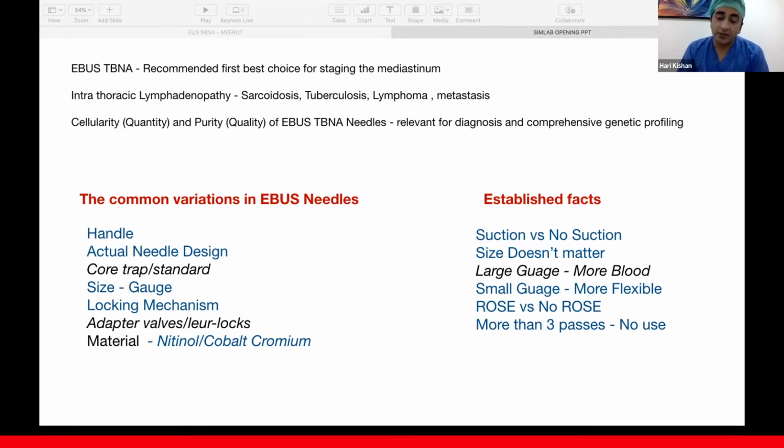When you look at ROSE versus no ROSE, maybe it doesn't make much difference in diagnostic yield, or maybe you can speed up your procedure if you use ROSE. It's an additional tool, and more than 3 passes may not add much to your diagnostic yield. So these are all proven, established facts in EBUS TBNA.